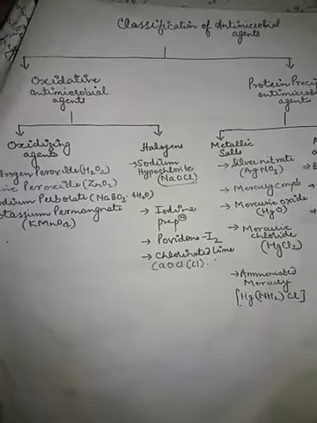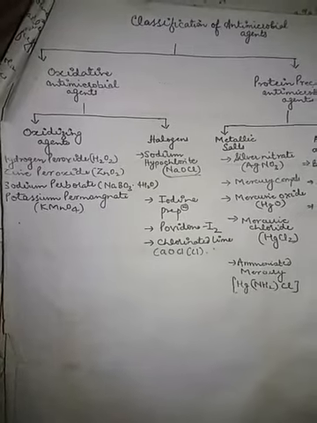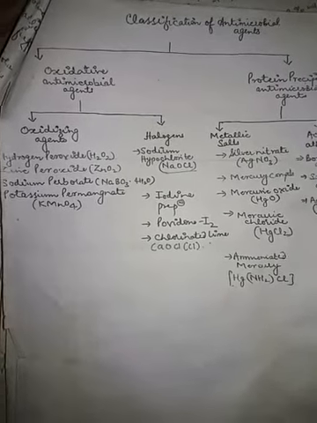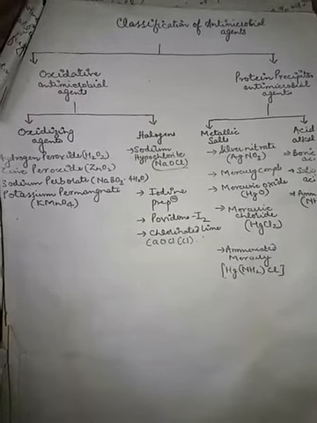In the last class, we studied the classification of antimicrobial agents, mode of action, and potassium permanganate. Now we discuss the chlorinated lime.